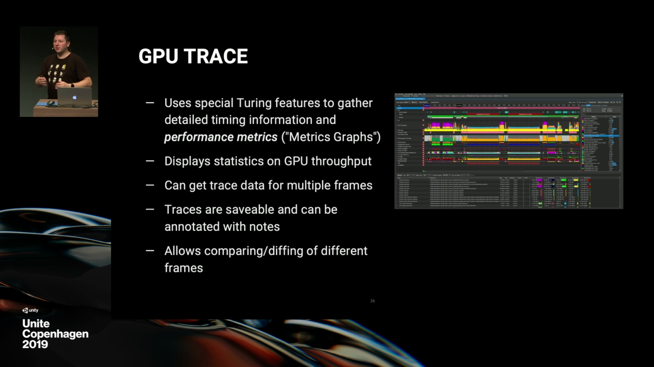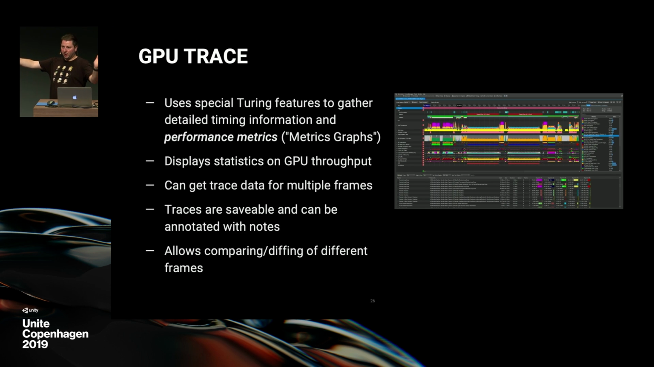GPU Trace is kind of the next level. It's our next gen profiler. It's akin to some console tools that are out there, and it's really incredible because it gives you a lot of very great information visually. So it's more of an intuitive tool. You can look at some of the data and make sense of it just by looking at it really quickly. So it uses special Turing features to gather that detailed timing information and gives you those performance metrics into what we call the metrics graph.